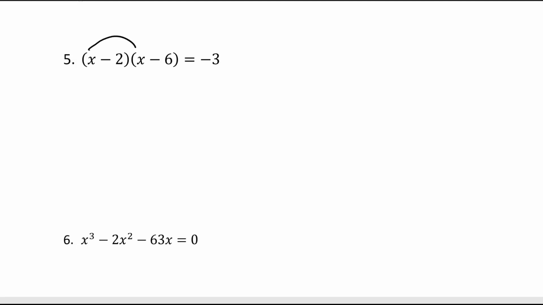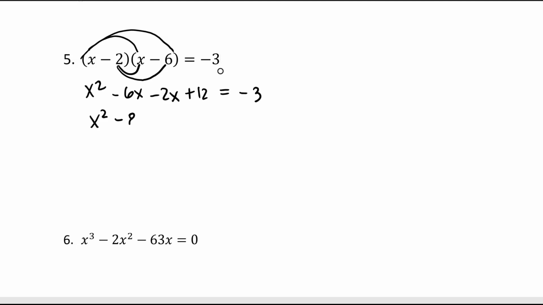Now you can really go ahead and put the -3 on the left side, but I would rather FOIL this out. So x times x is x squared, x times -6 is -6x, -2 times x is -2x, -2 times -6 is plus 12. Then we have that -3. Let's bring our like terms together. x squared minus 8x plus 12 equals -3.